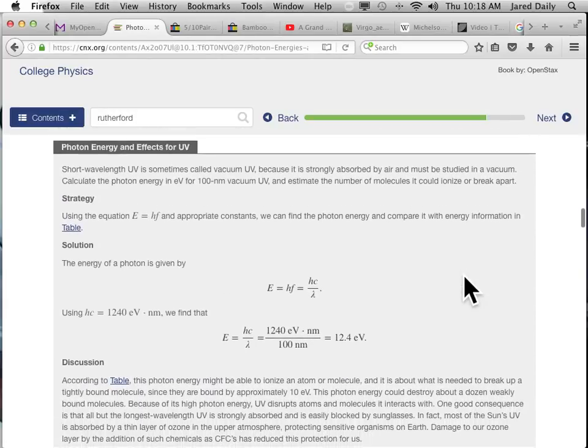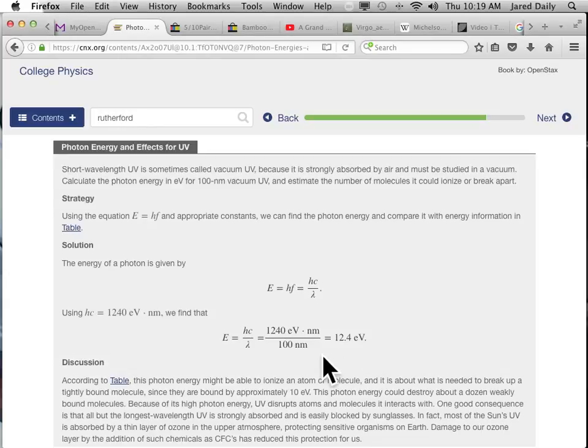So here's another example. We have a short wavelength ultraviolet, sometimes called vacuum ultraviolet. And we want to calculate the photon energy in electron volts for the 100 nanometer vacuum ultraviolet. So here we have our equation, E equals the Max Planck constant times f, which we're going to convert f into c over lambda so that we can use the wavelength. We just plug in our numbers, c over lambda here, and we get 12.4 electron volts.